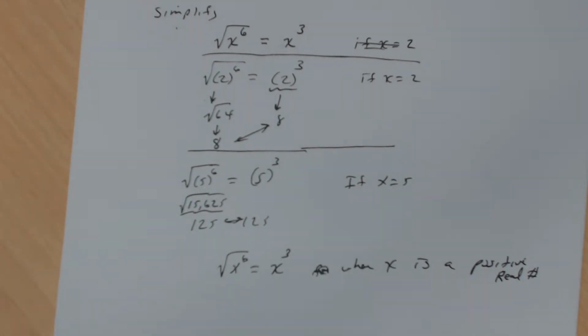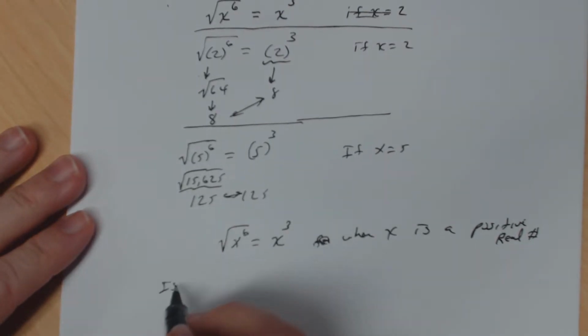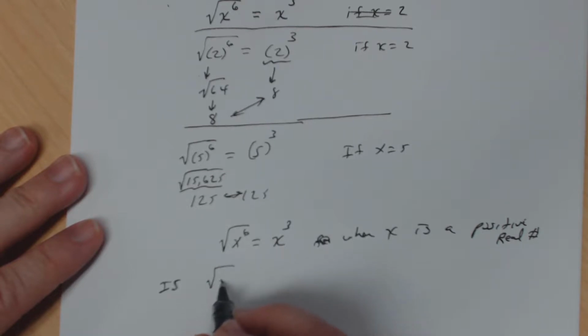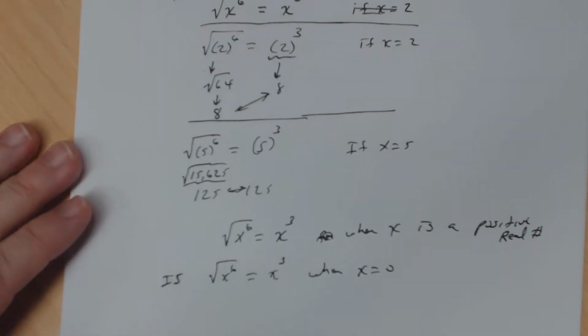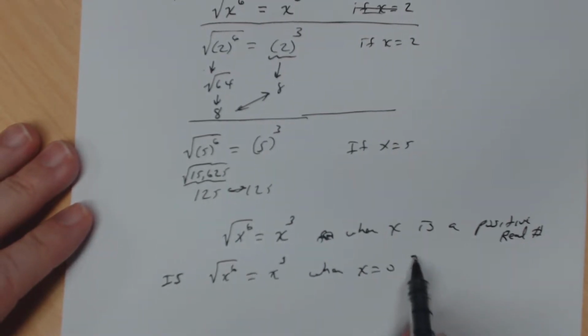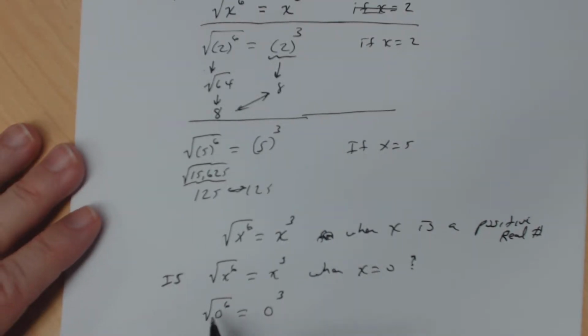Now let's try 0. Let's see if it's true for 0. So the question is, is the square root of x to the 6 going to equal x cubed when x equals 0? That's the question. In place of x, I'm plugging in 0. So I have the square root of 0 to the 6, and I want to see if that's going to equal 0 cubed. Well, you don't need your calculator for that.